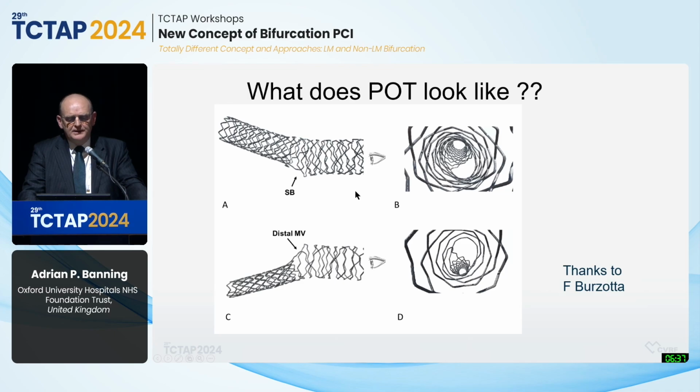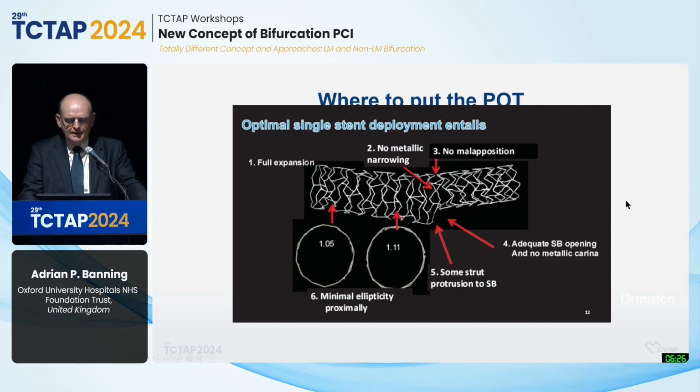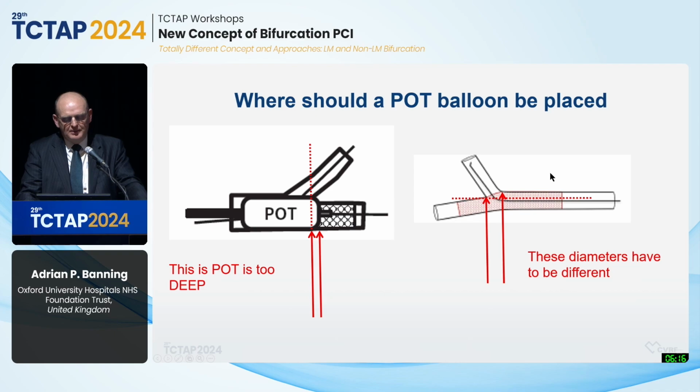So done properly, this is what a POT looks like. As you can see, the main vessel stent is very much bigger than the branch, and there is some scaffolding, as you see at the origin here. So that when we optimize the deployment of our single stent in a provisional approach, we have full expansion with no metallic narrowing, no malapposition, and a nice big orifice.